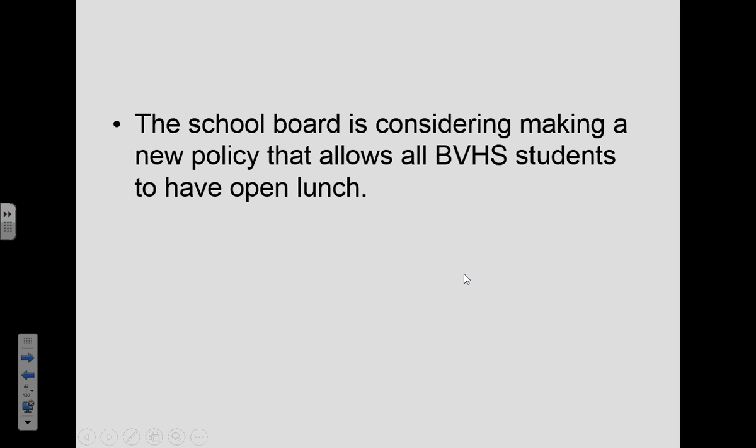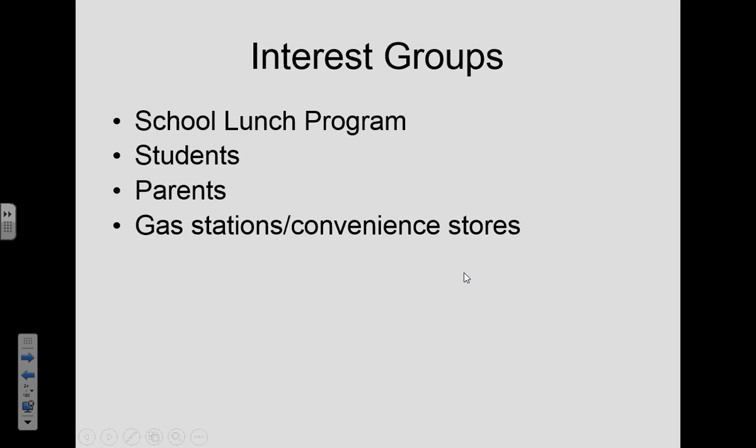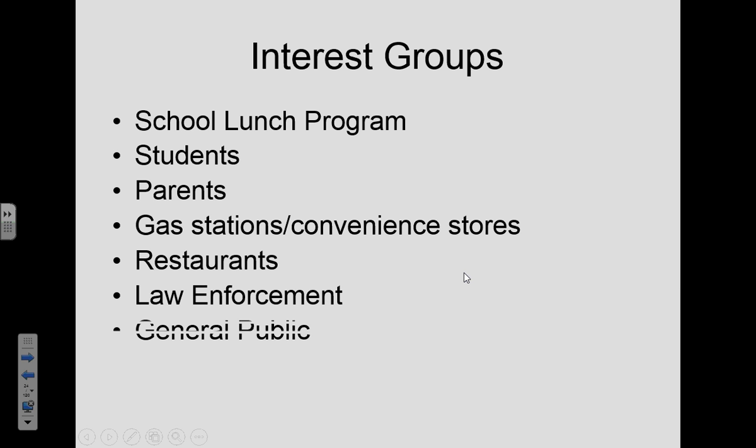Who would this affect? What kind of interest groups would want to get involved with this? Well, if this piece of legislation was going to be passed, there's a number of groups that may feel like this would either help them or hurt them. Groups like the school lunch program, students, parents, gas stations and convenience stores, restaurants, law enforcement, the general public, teachers. And there's probably many more. But this one single piece of legislation would affect a lot of different groups. And those groups, we'll say they're interest groups, would try to either get this bill passed if they think it would help them, or work to get it shot down if they think it would hurt them.